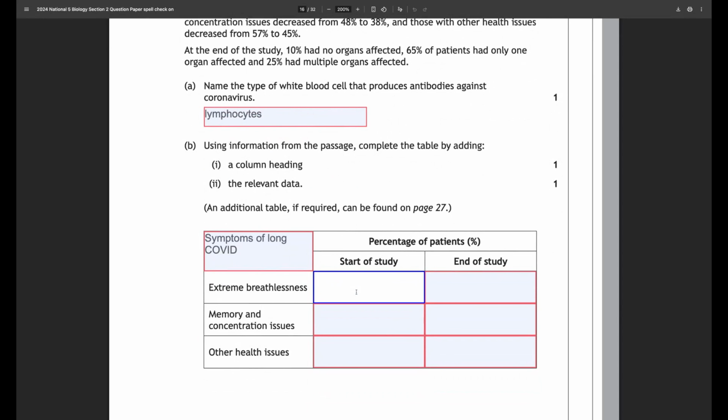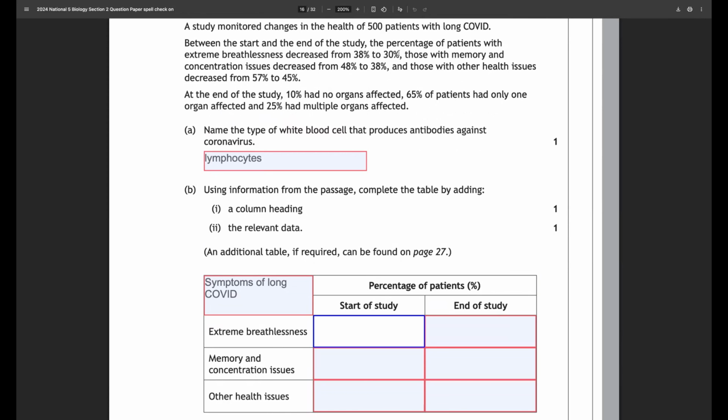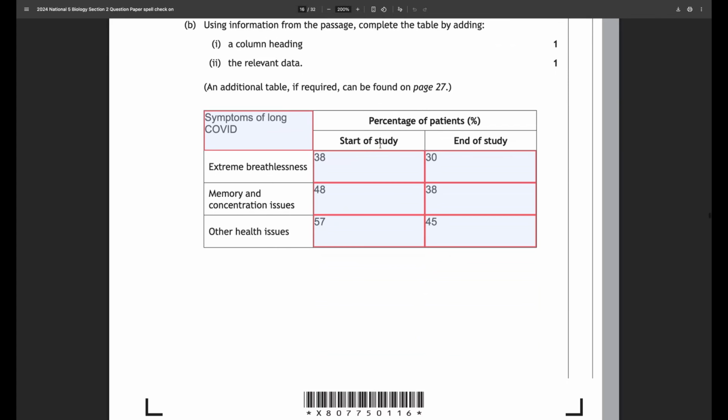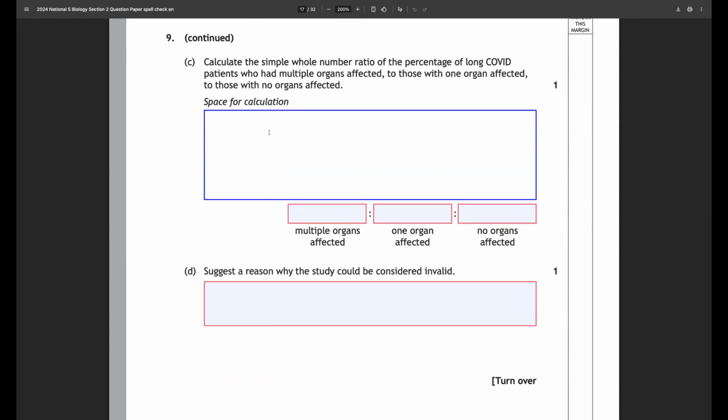The next one, we have to put in the percentage of patients at the start and end of the study that had each of those things. And if we look at our passage above, percentage of patients with extreme breathlessness went from 38 to 30, okay? The memory and concentration issues went from 48 to 38. So we're extracting the correct data there. And the other health issues went from 57 to 45. So that's how we fill out the table. Use information that's already up there. We're not thinking up any new info. We're not having to work anything out. We're just simply extracting the correct information from the passage.